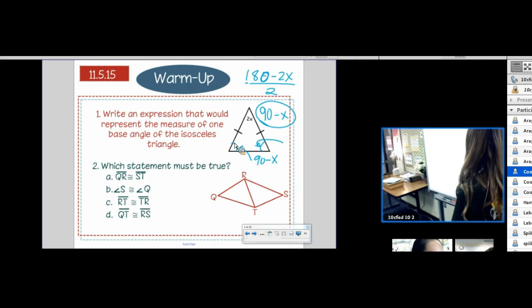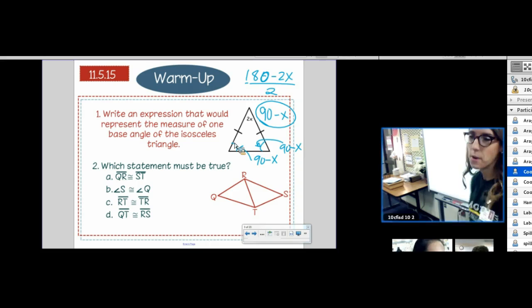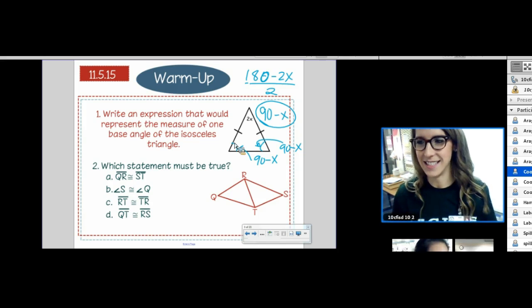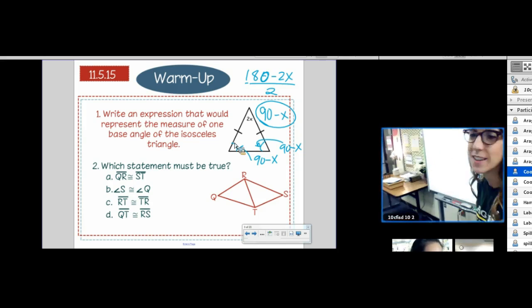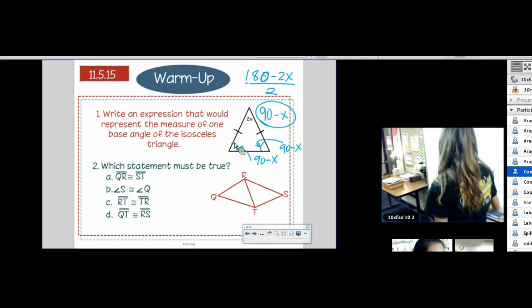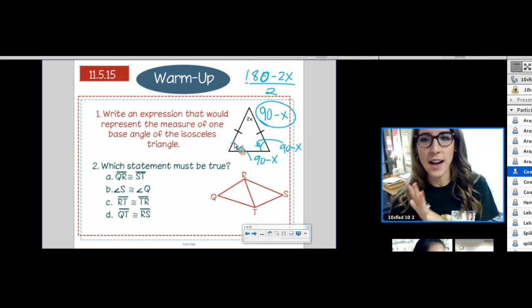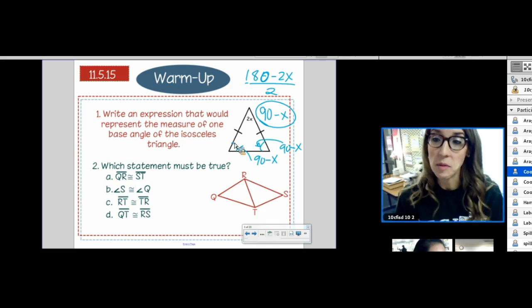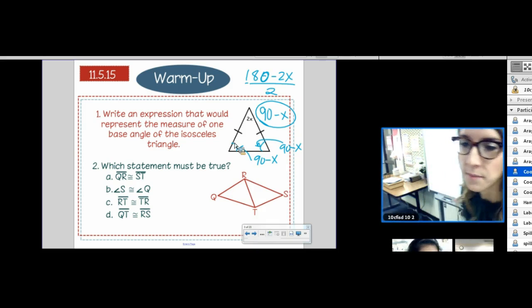What's another word for that? Who knows another word for 90 minus x? 90 minus x is a complement. Yes, it is. It's the complement of x. Cool. That was good. Okay, it doesn't mean that there's a right angle in this diagram. I didn't want you to think that, but the measure of the base angles is the complement of x once you know what x is.